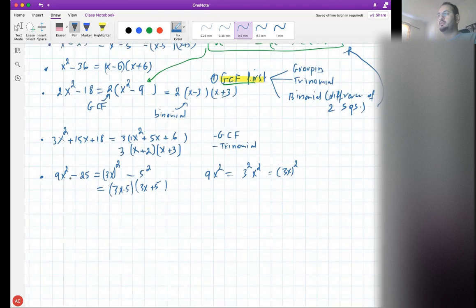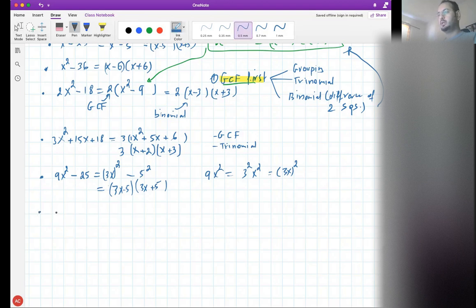Other times you may have to look at the two terms first. Look if you have a GCF. If you don't have a GCF, see if you can make two squares. Most of the time it would be pretty easy to make a square out of it. So we have a square here, we have a square here, and we turn it into this.